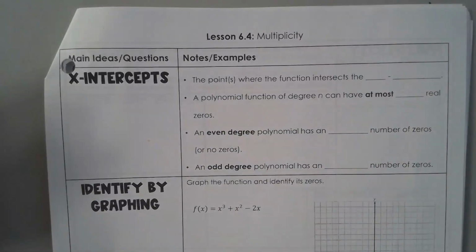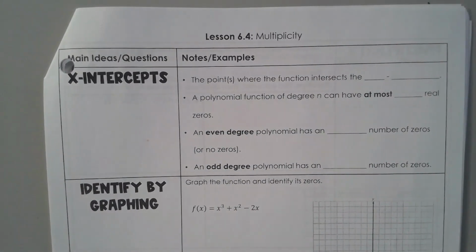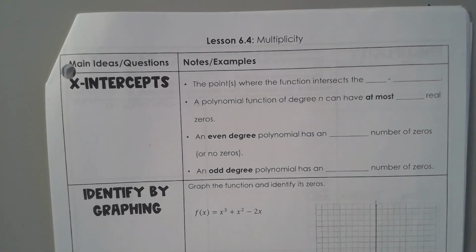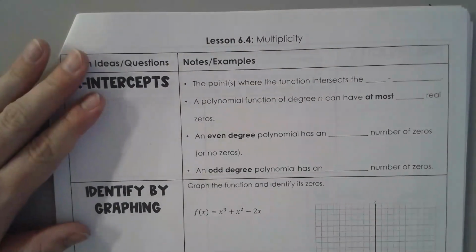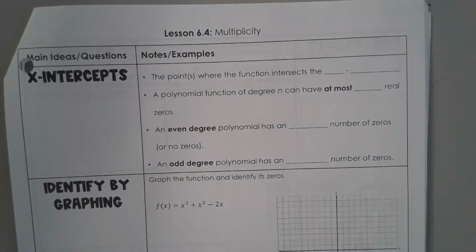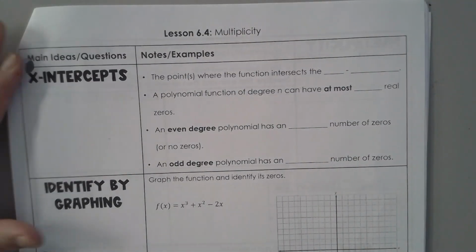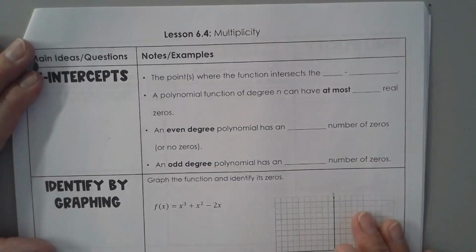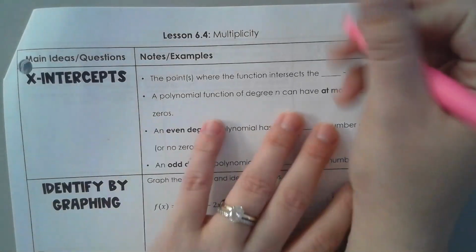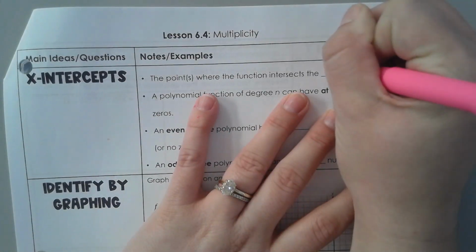So with lesson 6.4, we're going to start talking about x-intercepts. And specifically today, we're going to be talking about something called multiplicity. But before we do that, we're going to just briefly go over some important things about the x-intercepts. And first of all, you know an x-intercept is the point where it crosses the what? X-axis.